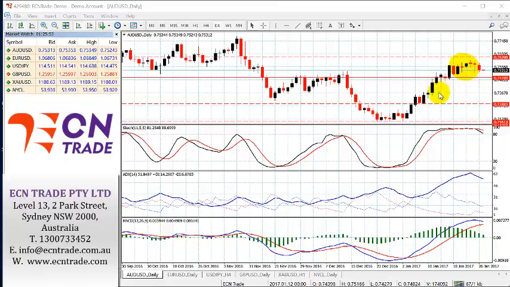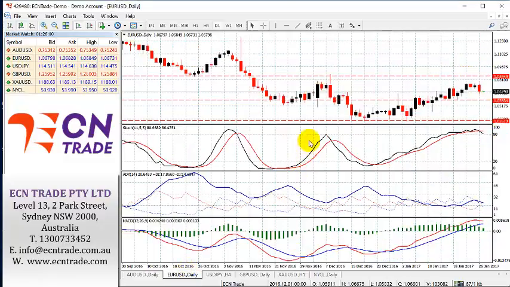But in light of the current pattern, I do expect to see this level eventually give way at 75 and look down towards 72.80 as an objective, with immediate resistance on the day for the Australian dollar at 75 to 80.